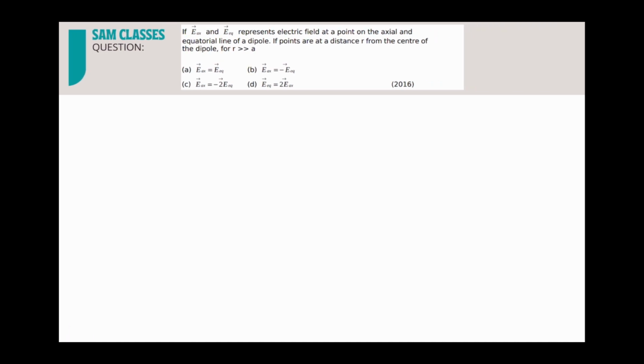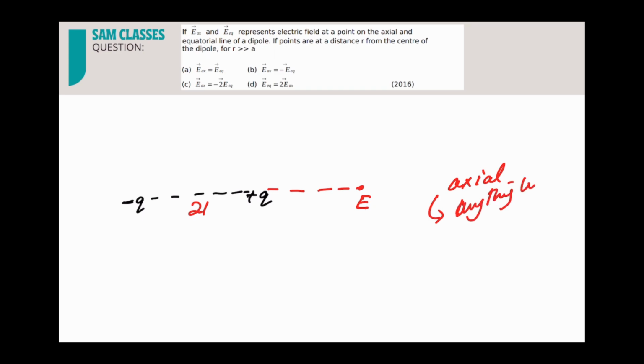This question I already told you is very similar, and a lot of concepts on this are already taken in each year. Something or the other comes from this. So whenever we have a dipole, let's say minus q, plus q, with length 2l. Now if we are finding the electric field anything on the line joining the charges, what is axial? Axial, student, is nothing but anything lying on the line joining the charges.